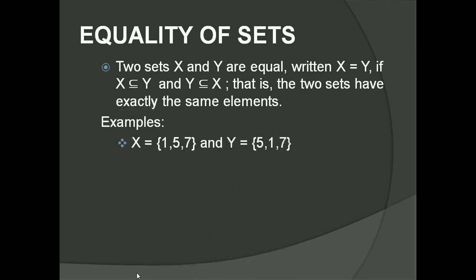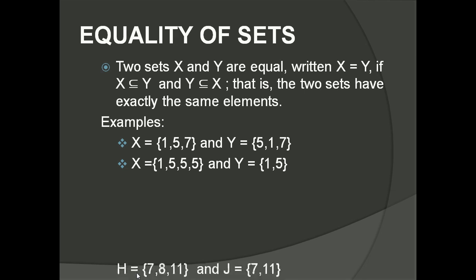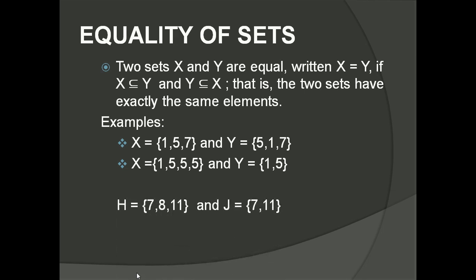For example, X has elements 1, 5, and 7, and Y has elements 5, 1, and 7. Another example is X has elements 1, 5, 5, 5, and Y has elements 1, 5. Another example is H has elements 7, 8, and 11, and J has elements 7 and 11. Sets H and J are not equal.